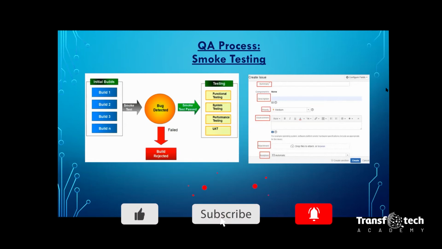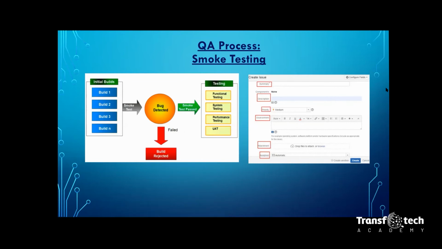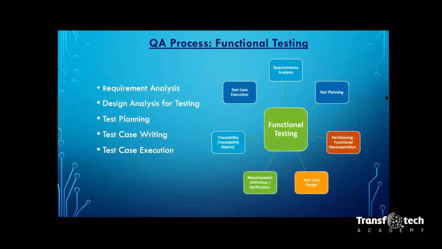We do not need to write test cases in this stage. 95 to 100% of smoke tests were automated. We just logged the defect into Jira if any bugs were found. After smoke or sanity testing, our QA process continued with functional testing. Functional testing made sure that the software performs as required by the acceptance criteria.